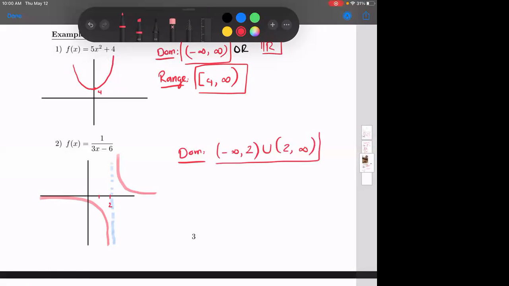One thing at a time. A lot of times people try to solve everything at once, and that makes it difficult. So just do one thing at a time. What about the range?